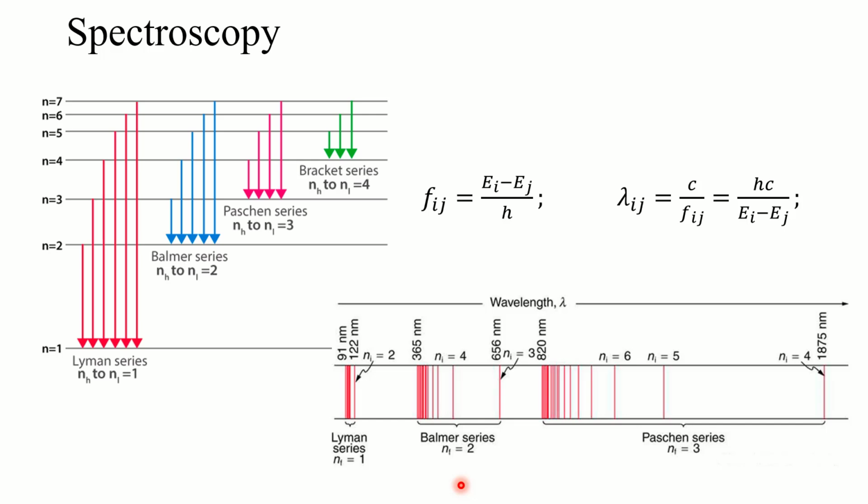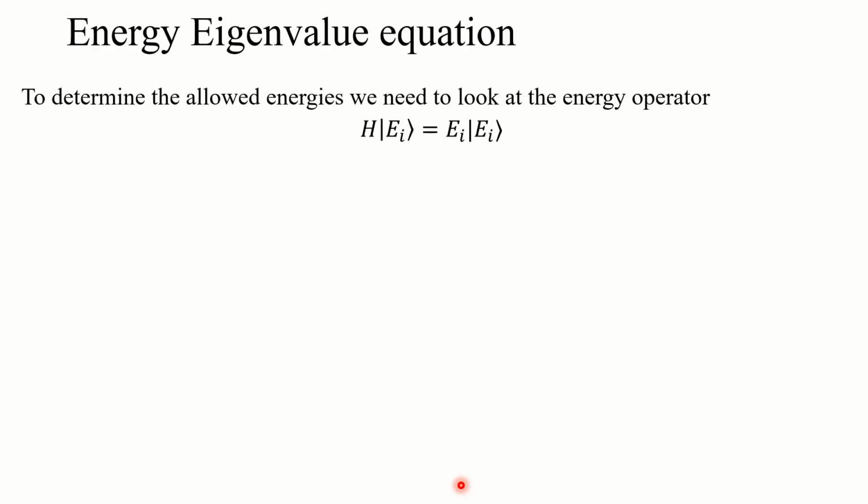How does that, other than getting those numbers, help us understand how things work? Well, we need some theoretical understanding of where these energy levels come from. Why are they at those energies? And to do that, we have to solve the eigenvalue equation for our energy operator. So you remember our Hamiltonian is our energy operator, and the eigenvalue equation looks like this.